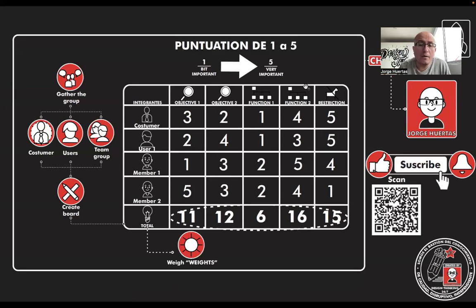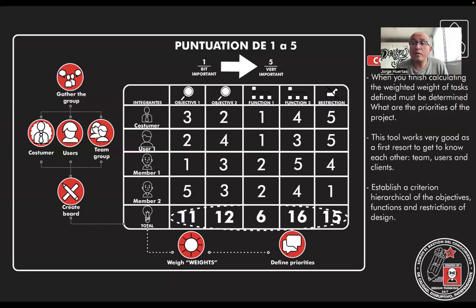You will know that. So when you have all the results and have made all the votes and all the different explanations, you will have the weighted weights. It means defining which ones are more important, and then you will define priorities. It means the variable that is more important, we are going to start with that because it's extremely important. We need to work on that, and with that, you can define the route that you will have to follow to develop your product, your service, or your business model. When you finish calculating the weighted weights, the task defined must be determined. What are the priorities of the project?